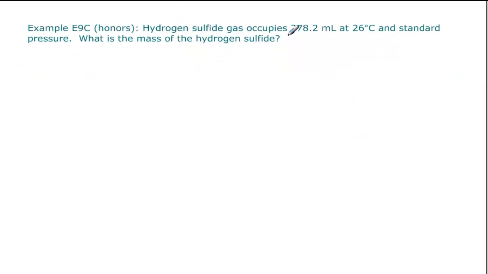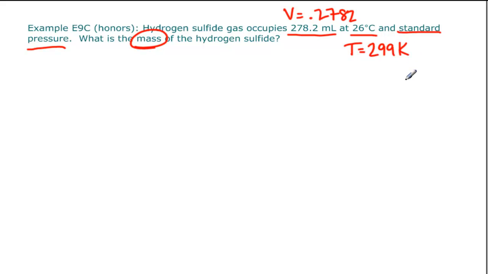Hydrogen sulfide gas occupies 278.2 milliliters at 26 degrees Celsius and standard pressure. What is the mass of the hydrogen sulfide? Alright, so milliliters, that's our volume, but we need to make that be liters, so it's 0.2782. You just move your decimal point 3 places. 26 degrees Celsius, that's our temperature. We need that in Kelvin, which is 299 Kelvin. Standard pressure, we're going to say is 1 ATM again, because I can pick. Now mass we want in grams.